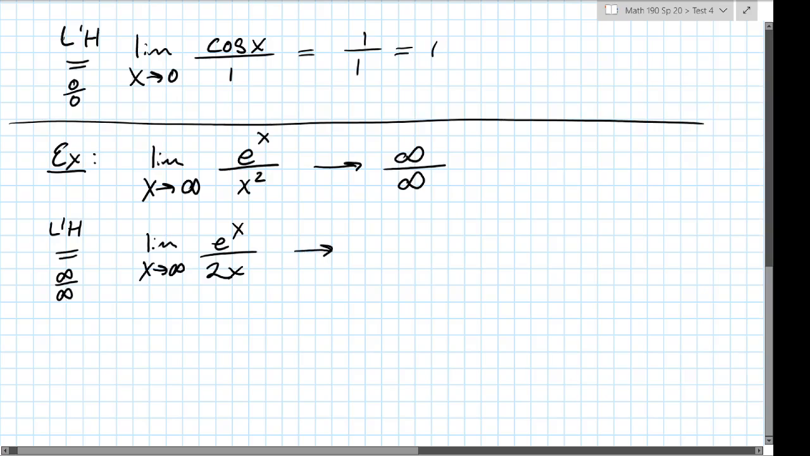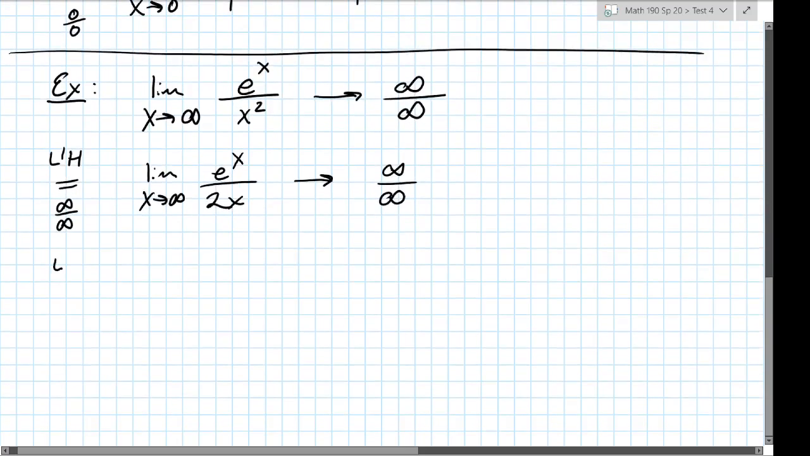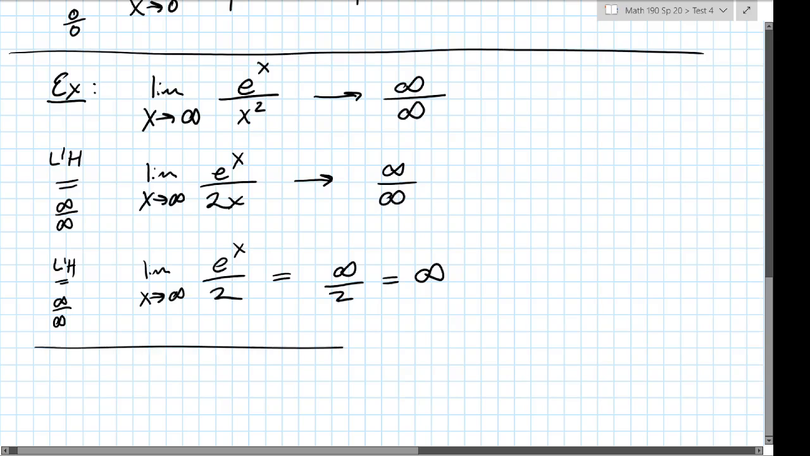This limit is still indeterminate of type infinity over infinity, so we can apply L'Hopital's rule again. The derivative of the top function is e to the x. The derivative of the bottom function is 2. Now we no longer have an indeterminate fraction. E to the infinity is a very large number. Dividing it by 2 is still a large number, and the limit is infinity.